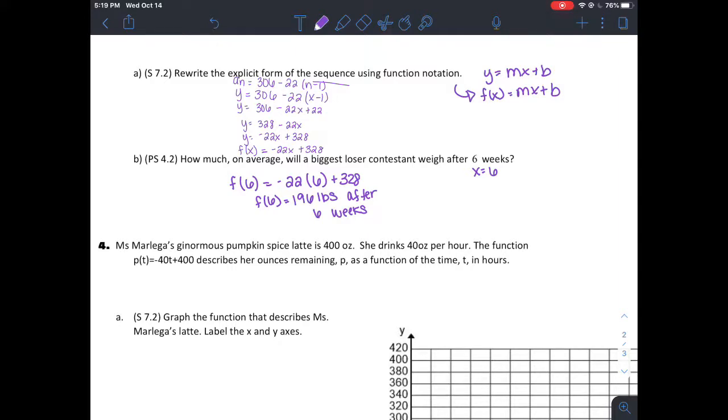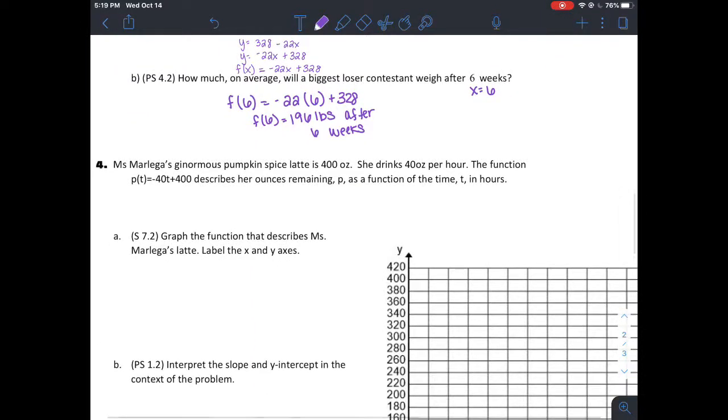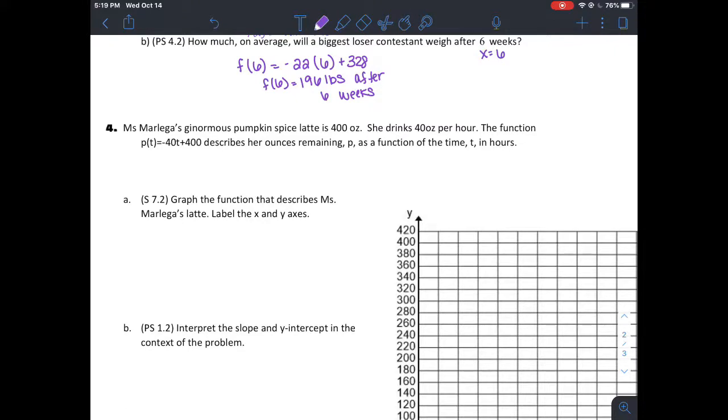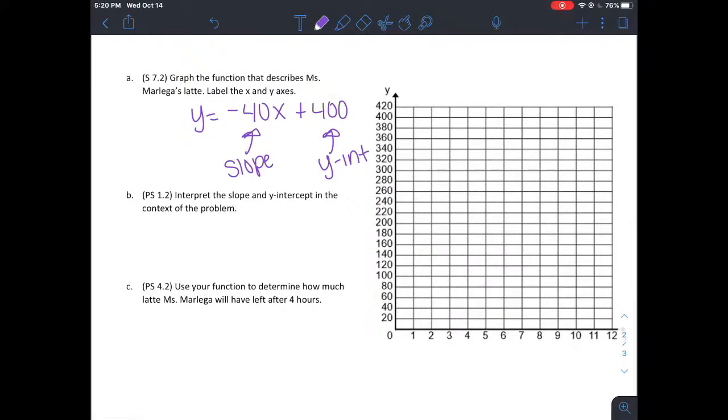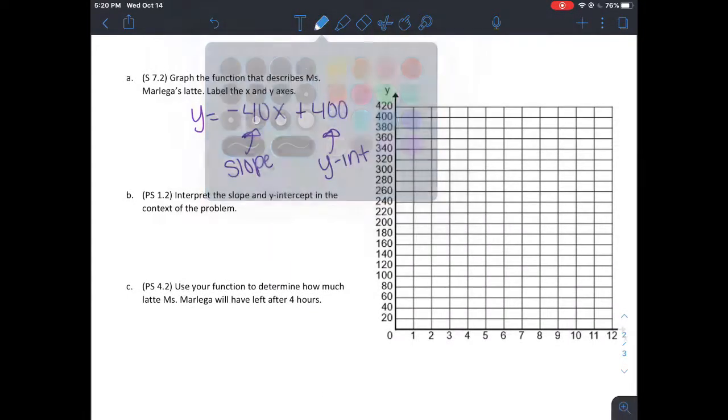So T represents time in hours, and P of T just represents the amount of ounces remaining in her pumpkin spice latte. So we need to graph the function that describes Miss Marlega's latte and then label the x and y axes. So we're really graphing y equals negative 40x plus 400. And this is our slope, and this is our y-intercept.